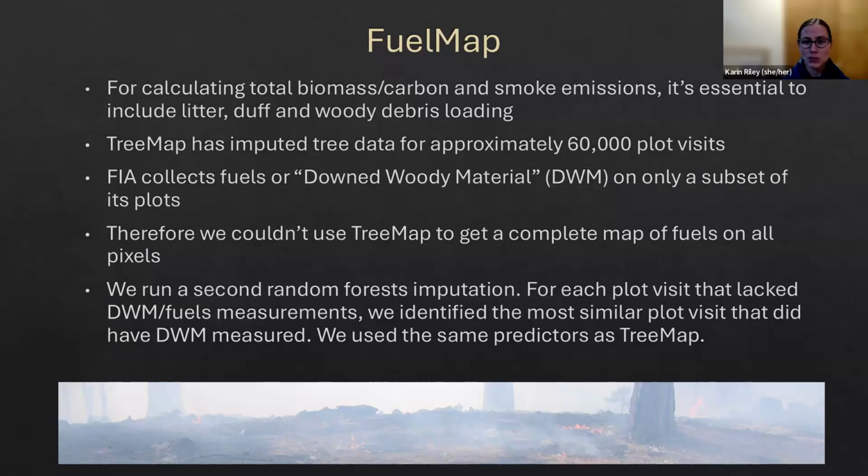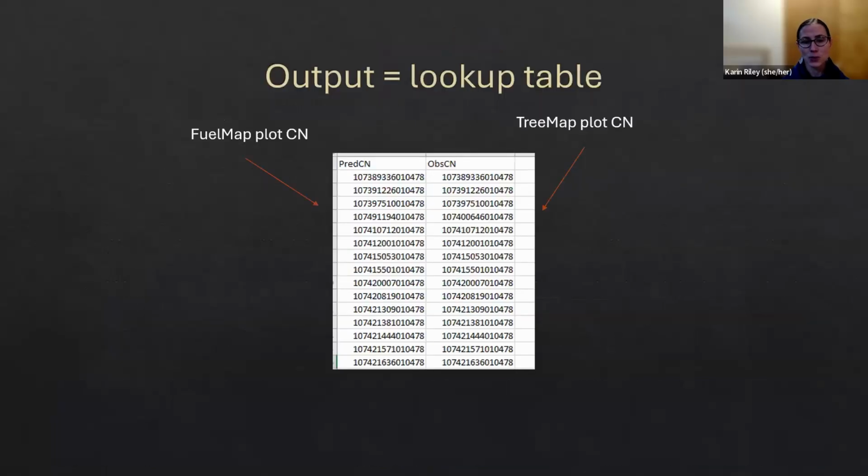And the model is able to tell us the most similar plot visit that did have the DWM measured. So the output's really super simple. It's just a lookup table, obviously a bigger one than I showed you here because it probably has 60,000, 70,000 different values in it. But at right is the TreeMap plot ID, and then at left is the one we've identified for FuelMap that's the most similar.